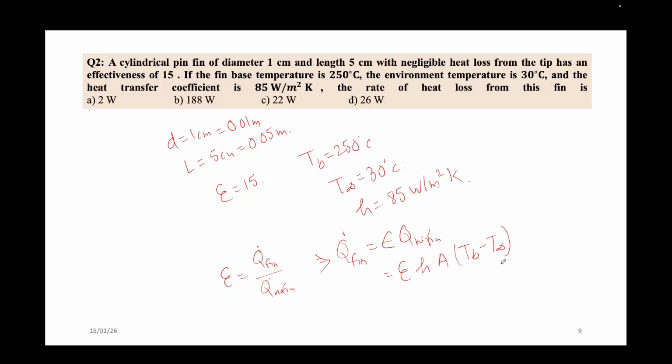Just a minute. Let me check the answer. The answer will come as option C, though I haven't solved it. Okay, so I am moving to another such type of question.